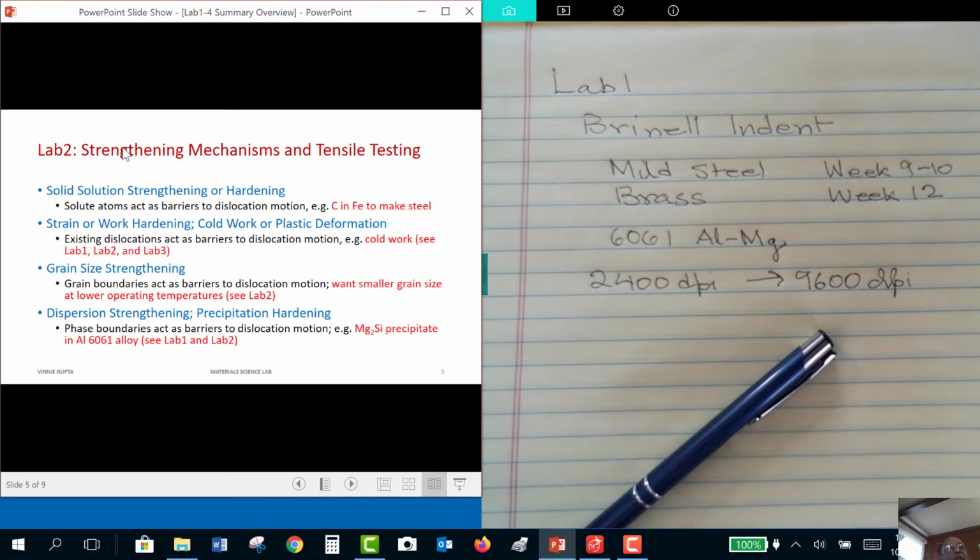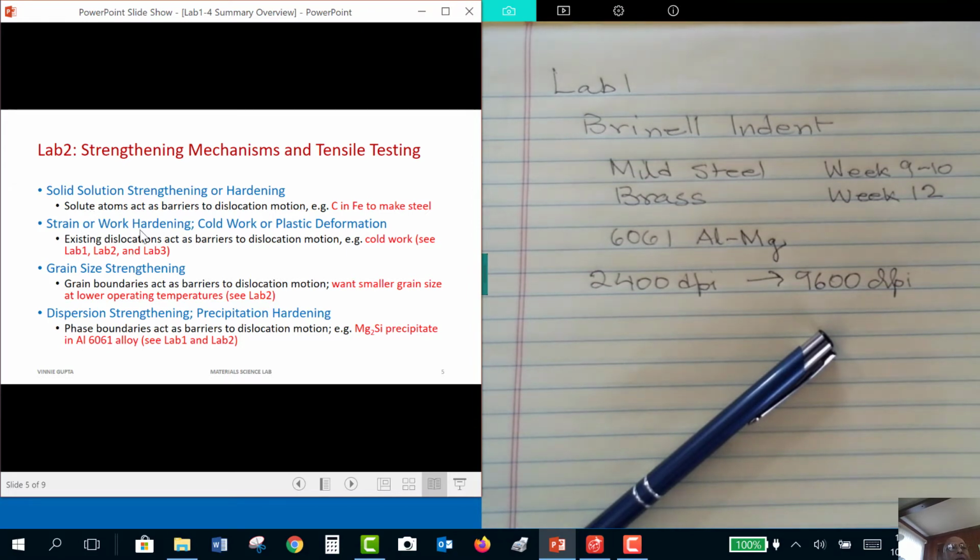In second lab, which was on strengthening mechanisms and tensile testing, I described that there are 4 strengthening mechanisms. So the first one is solid solution, where we dissolve solute atoms that act as barriers to dislocation motion. The barriers to dislocation motion is what strengthens our material. So for example, we dissolve carbon in iron to make steel. So of course, this you have just learned probably in last 2 weeks in terms of talking about steels.